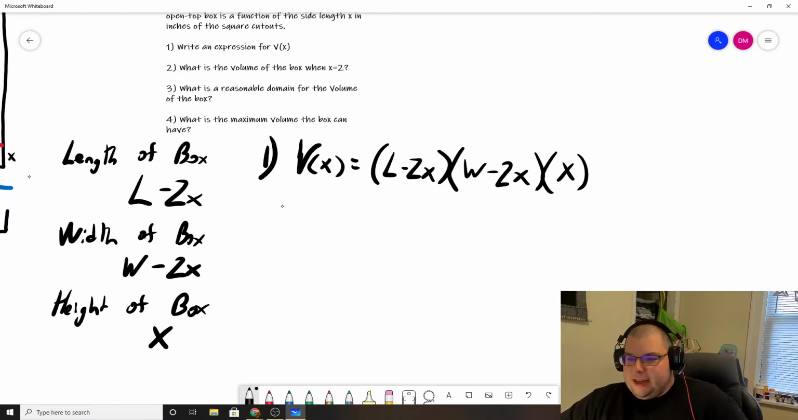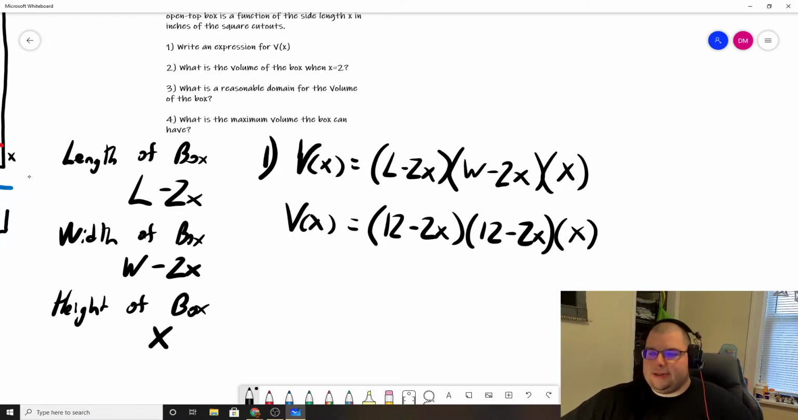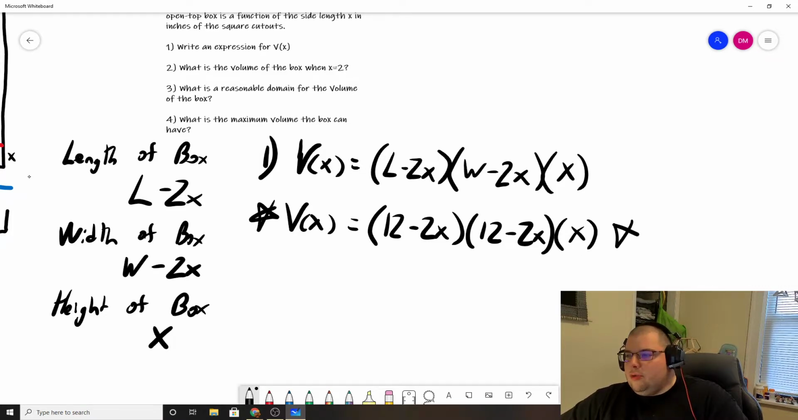So for this particular problem, my length and width were both 12 inches long. So it would give me 12 minus 2x times 12 minus 2x, because I'm working with a square piece of paper, times x. And so this is my answer for question 1, where they wanted me to find the volume of the box. We wanted an expression for that.